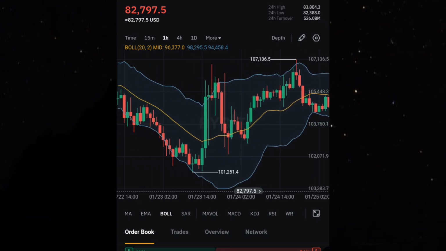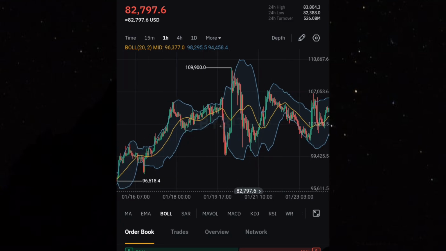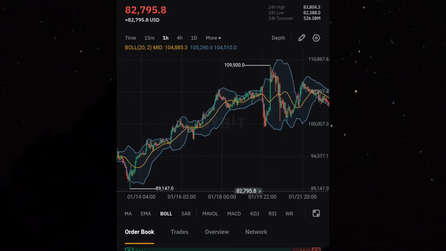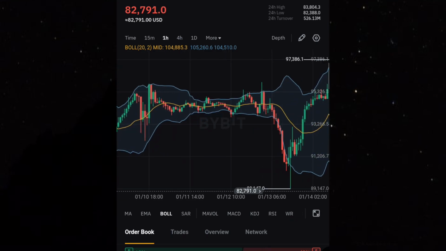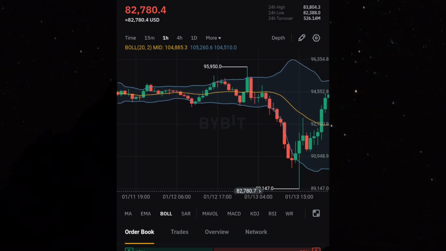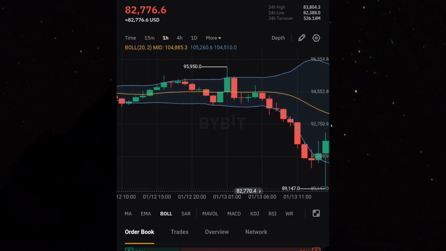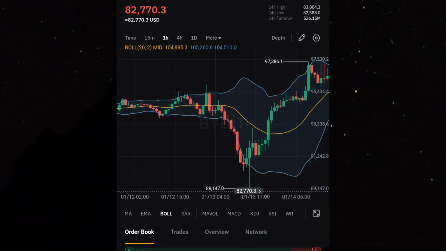Let's look out for one more. Yeah, you can see this one is slim, but let's just ignore it and use this one as our last for today. This guy is slim, so just wait for the price to break out.